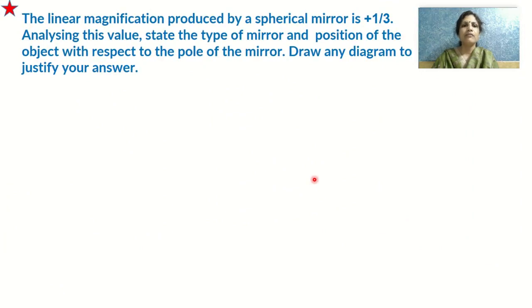The linear magnification produced by a spherical mirror is +1/3. Analyze this value and state the type of mirror and position of the object with respect to the pole of the mirror. Draw any ray diagram and justify your answer.